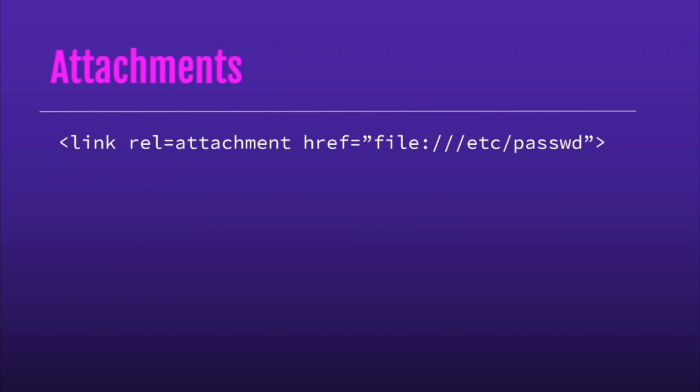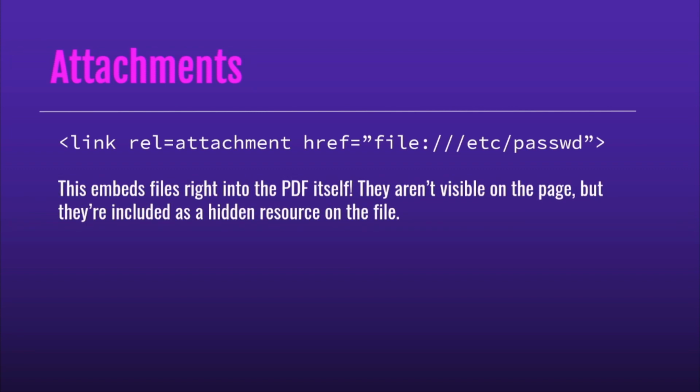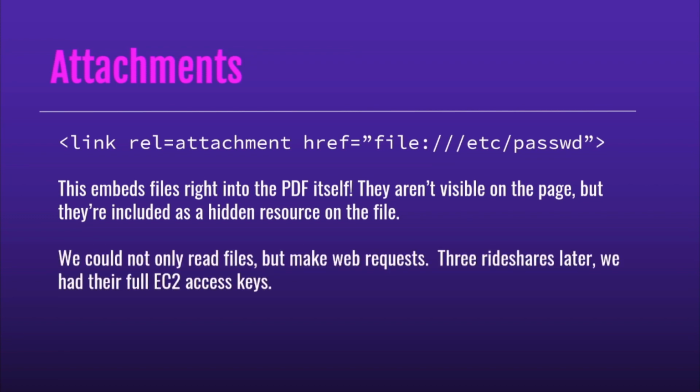So that's where rel attachment comes in. WeasyPrint will actually just take whatever file or URL you give it and just put it in the PDF. Not visibly, but it's there. A 3-line Python script will pull that data right out and decompress it. And yeah, we could not only read files, but make requests to the metadata service.